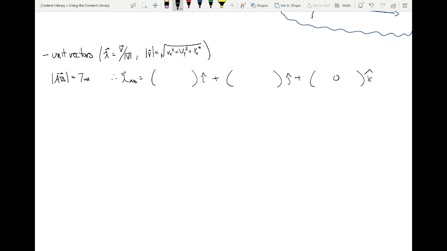Let's start with the I coefficient. It's going to be negative 4.2 over 7, which is negative 0.6. And then for the J component? Is it negative 0.8? Yes. That's right. All right, I want to get into a pattern of just chugging these out.